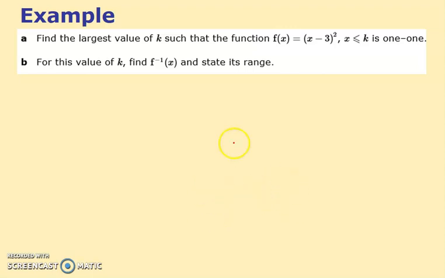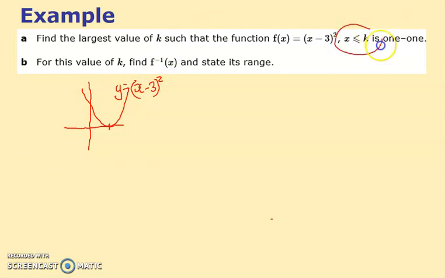So my very first thought is, I'm going to draw this. x minus 3 all squared actually looks something like this. Not my best graph, but not bad. This is x minus 3 all squared. All right, now just notice this up here. It says x is less than or equal to k. It wants me to state a domain where x is less than or equal to some number so that it is one-to-one.